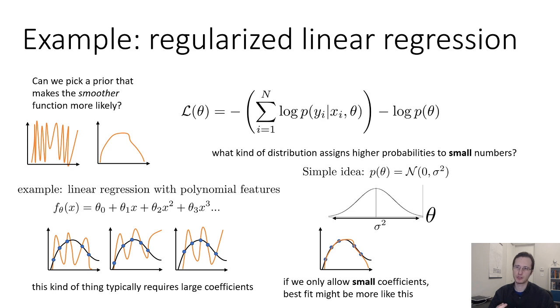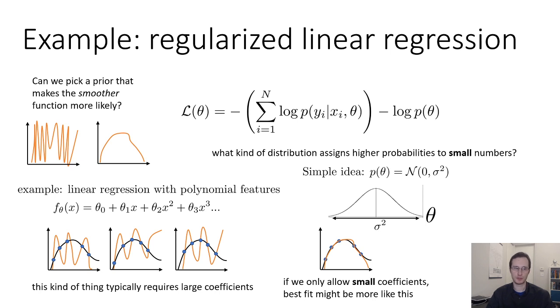So linear regression with polynomial features just means that your f theta of x is theta 0 plus theta 1 times x plus theta 2 times x squared plus theta 3 times x cubed, et cetera. This is a linear regression model, because the function is linear in theta. It's not linear in x. That's just because we're introducing features. The features are 1, x, x squared, x cubed, et cetera.